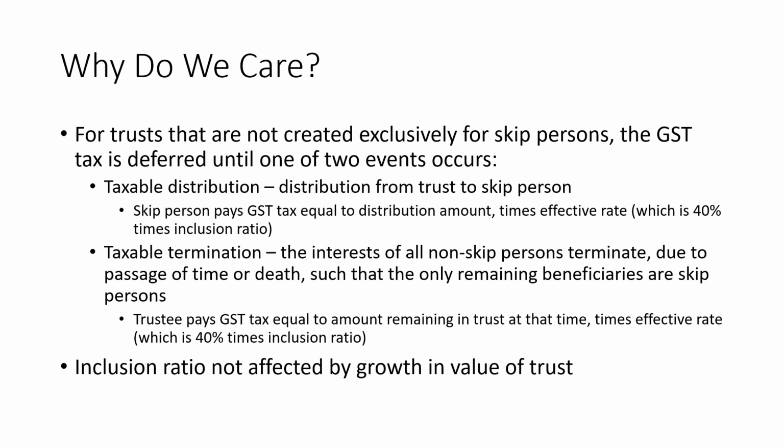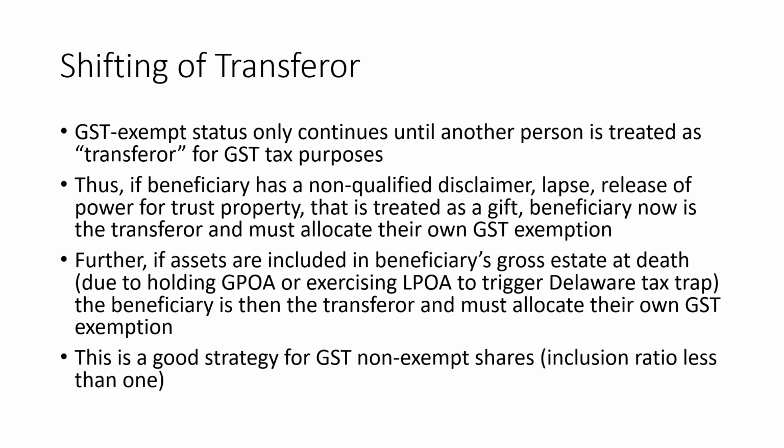And the good news is that the inclusion ratio is not affected by the growth in value of the trust. So if you fund a trust with $11.58 million and perfectly offset it to create a 0 inclusion ratio, and it grows to $50 million by the time there's a taxable termination, you're still not going to have any tax on that growth from 11.58 to 50 million, unless during that time of growth there's a shifting of the transferor.